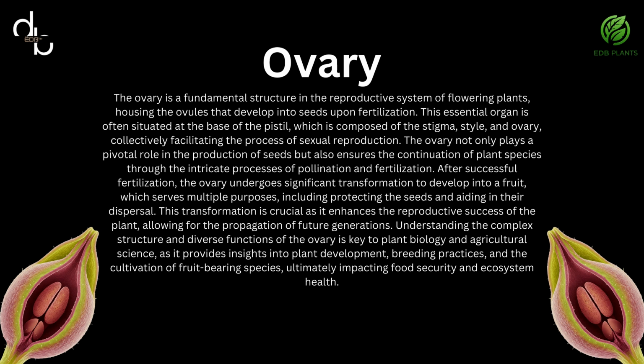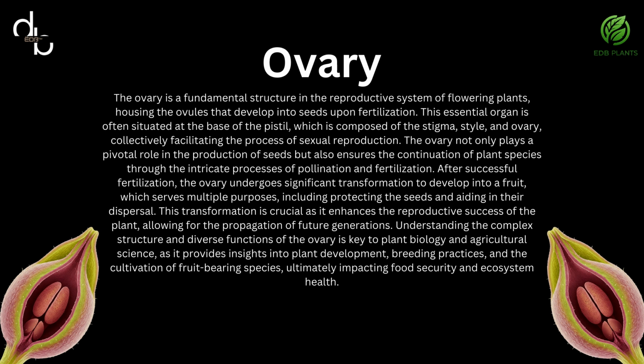The ovary not only plays a pivotal role in the production of seeds, but also ensures the continuation of plant species through the intricate processes of pollination and fertilization. After successful fertilization, the ovary undergoes significant transformation to develop into a fruit, which serves multiple purposes, including protecting the seeds and aiding in their dispersal.